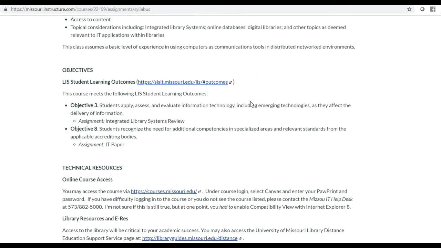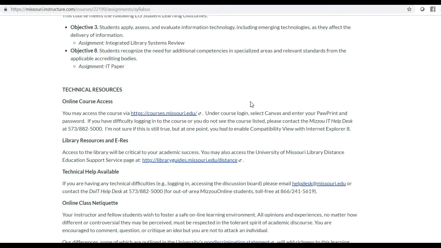All right, so there are some learning objectives that are tied to this class. We have departmental learning objectives here at CISL, and there are two in particular that are applicable to this course the most, and those are objective number 3, students apply, assess, and evaluate information technology, including emerging technologies, as they affect delivery of information. And then also objective 8 in our program, students recognize the need for additional competencies in specialized areas and relevant standards from the applicable accrediting bodies. So there are assignments that are tied to those learning objectives as well. Let's move on because we will talk about the assignments a little later.